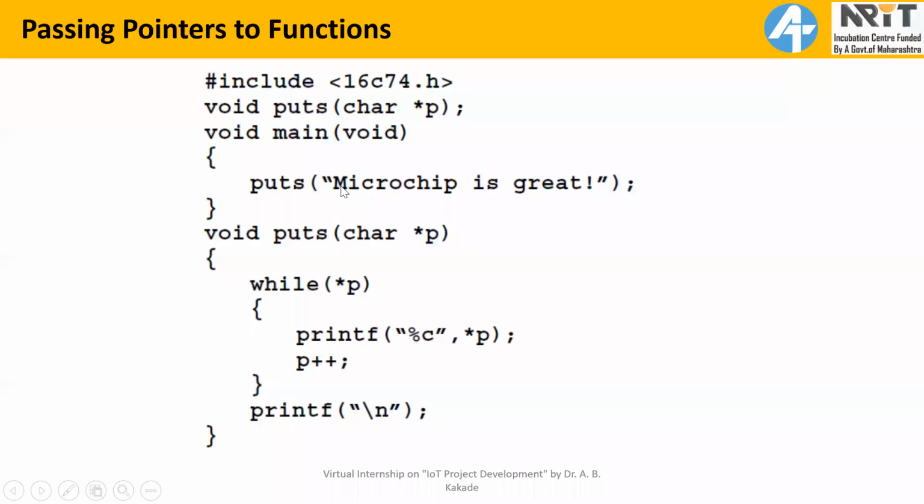This string will be saved somewhere in the flash memory by the compiler. When this function is called, it passes the address of the first character in the string to this puts function. When this function is executed, it receives the address of the first character in the string, and that address is used for accessing individual characters.